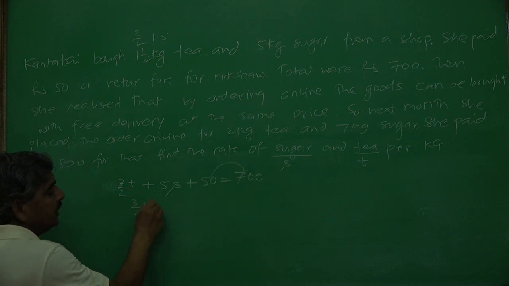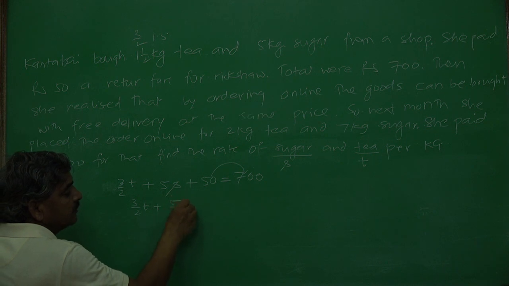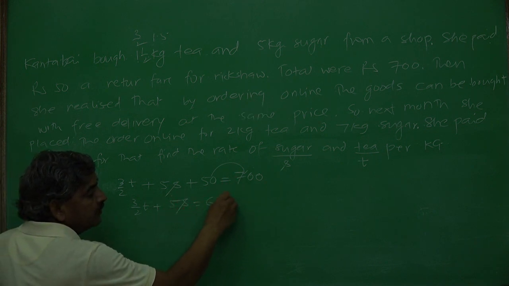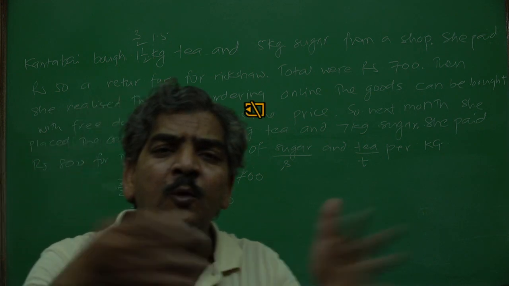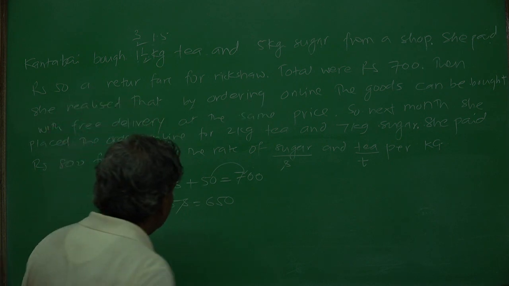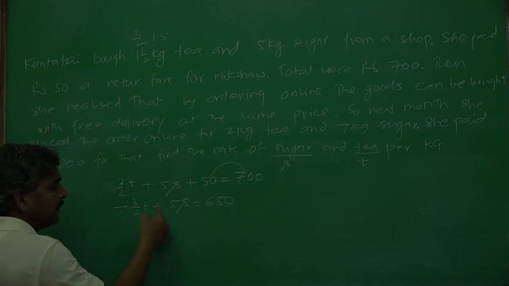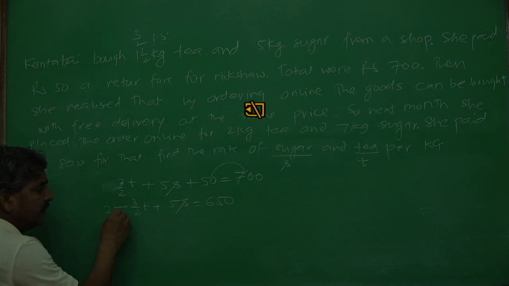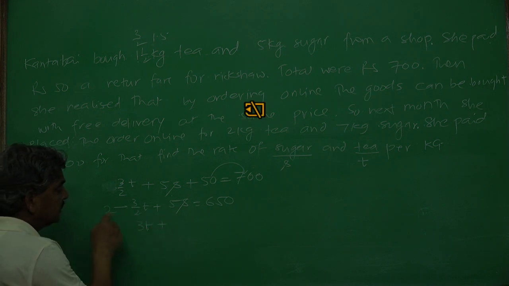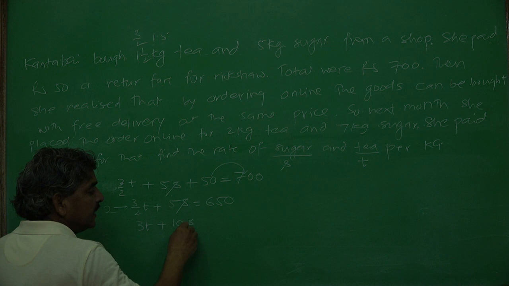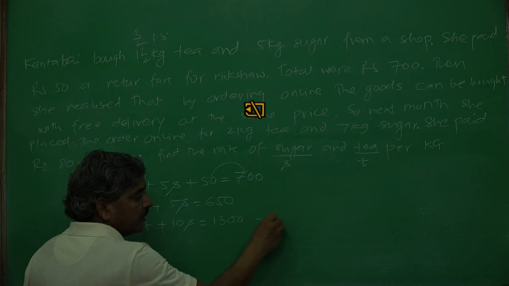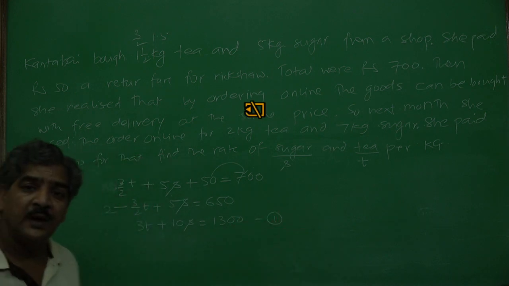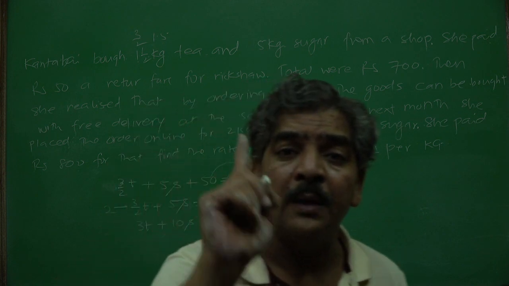3 by 2 T plus 5S is equal to 650. Now to handle fractions is a little difficult job, so I'll remove the fraction. Better multiply by 2 on both sides. If I multiply by 2, this fraction will get removed. So I get 3T plus 2 into 5, that is 10S, is equal to 2 into 650, that is 1300. So this is equation number 1.